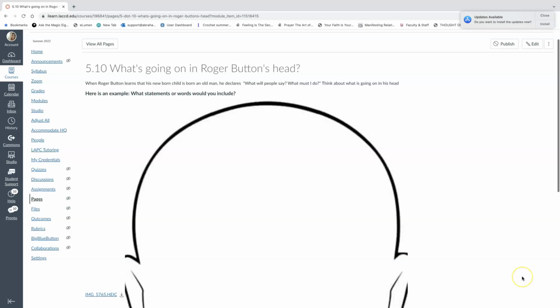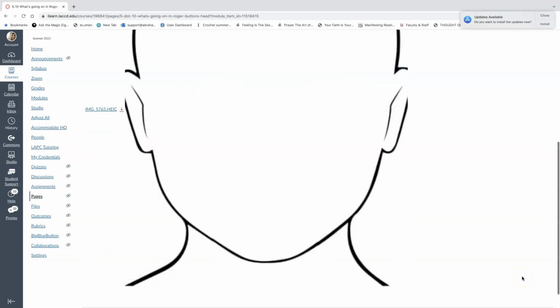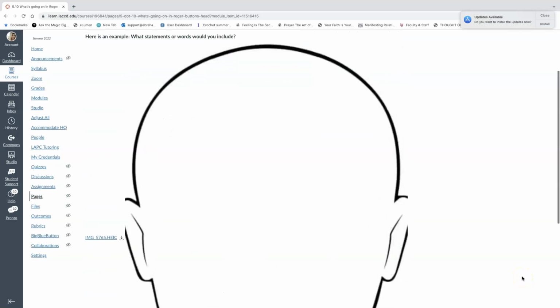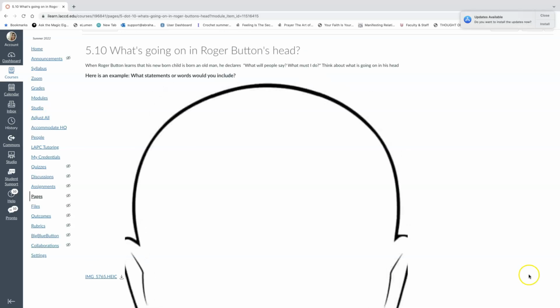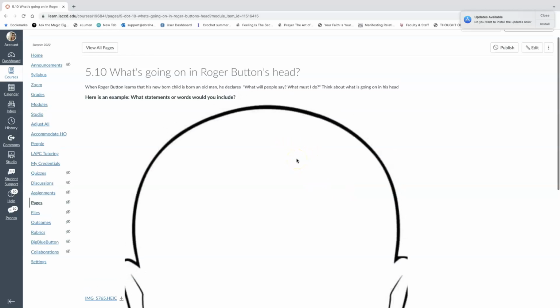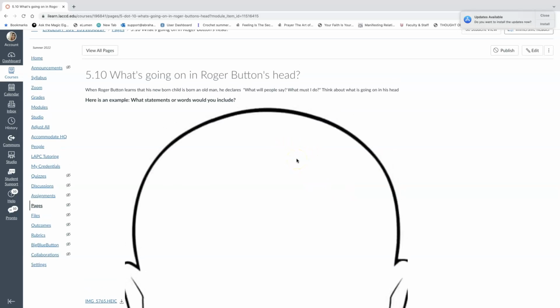And I also put the picture of this head, and so I think you can take a screenshot of this and print it out. So here's when Roger Button learns that his newborn child is an old man, he declares, "What will people say? What must I do?" Think about what's going on in his head. So here's an example. What statements and words would you include?